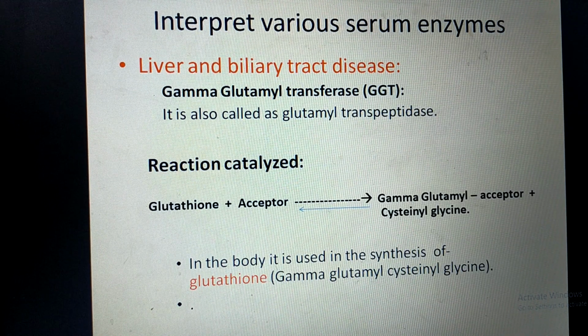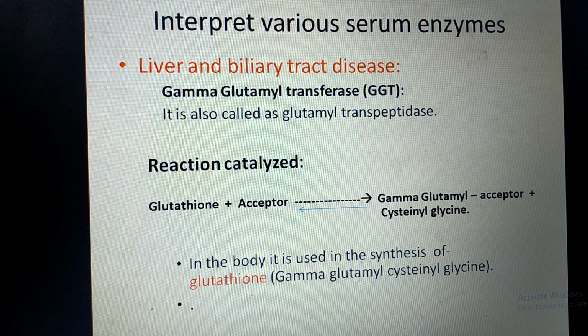The last enzyme in liver and biliary tract disease is gamma glutamyl transferase or GGT. Another name is gamma glutamyl transpeptidase. Now this enzyme catalyzes the reaction in which it removes the gamma glutamyl group from glutathione. What is glutathione? Glutathione is a tripeptide made up of 3 amino acids: glutamic acid, cysteine and glycine. Here glutamic acid is named gamma glutamyl because at the gamma carbon of glutamic acid an extra carboxyl group is present. Therefore the glutamic acid is also called gamma glutamyl.